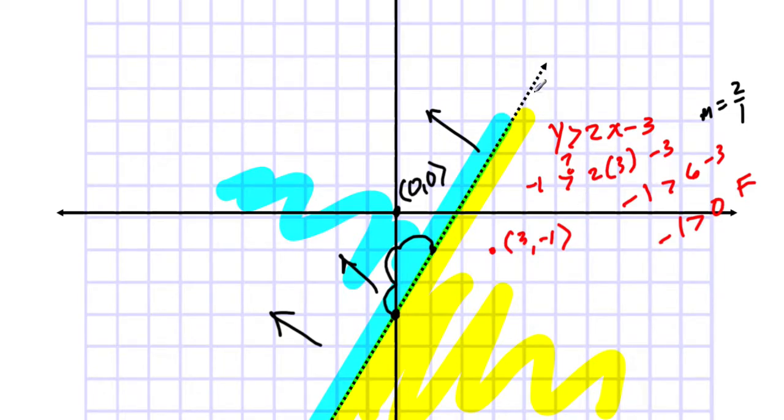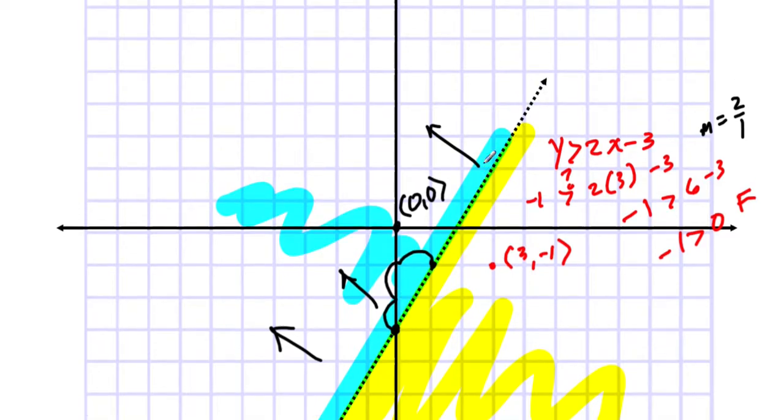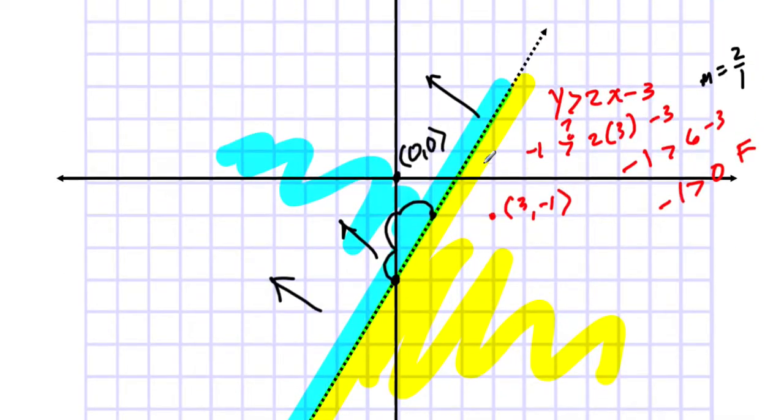Now again, go back. Why is this a dashed line, not a solid line? It is a dashed line because all the points that lie on the line are not included in the solution, because it's greater than. So one tip that I can share with you is this: if it's greater than or less than, your boundary will be a dashed line. If it's greater than or equal to or less than or equal to, your boundary will be a solid line. Okay?